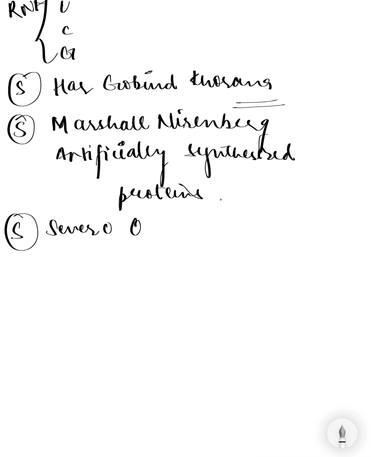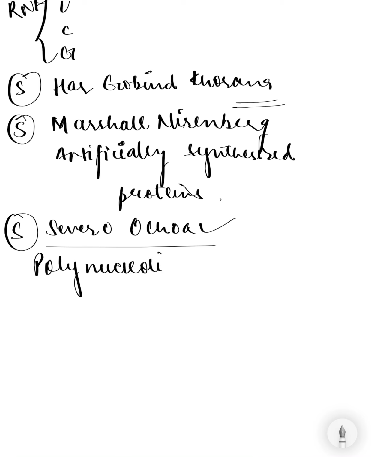took polynucleotide phosphorylase which helped in polymerizing RNA with defined sequences in a template independent manner. That means he used an enzyme, polynucleotide phosphorylase, to synthesize the RNA. Right?